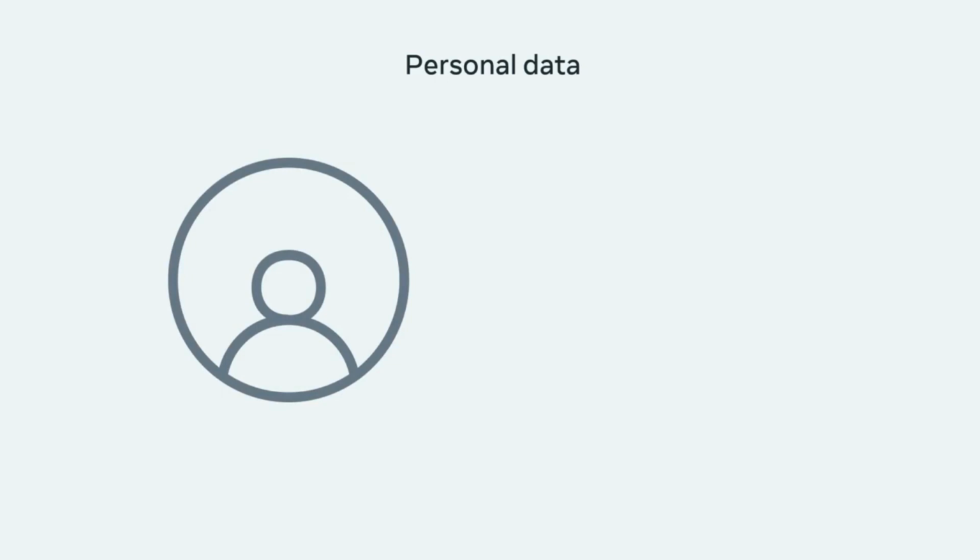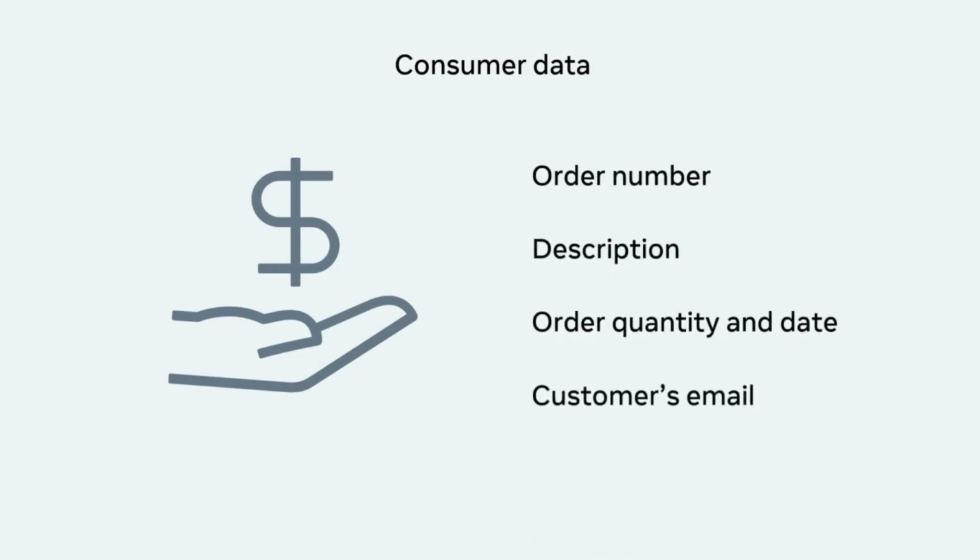So, let's return to the first of our questions. What is data? In basic terms, data is facts and figures about, well, anything. For example, if data were collected on a person, then that data might include their name, age, email, and date of birth. Or the data could be facts and figures related to an online purchase. This could be the order number, description, order quantity and date, and even the customer's email. Data is crucial for individuals as well as organizations.